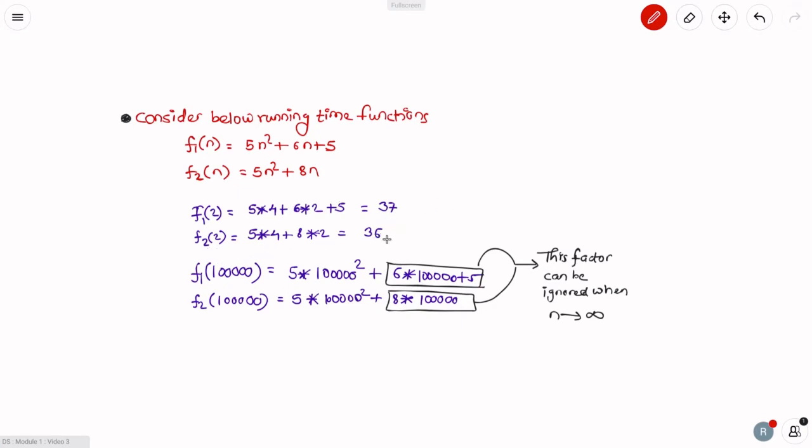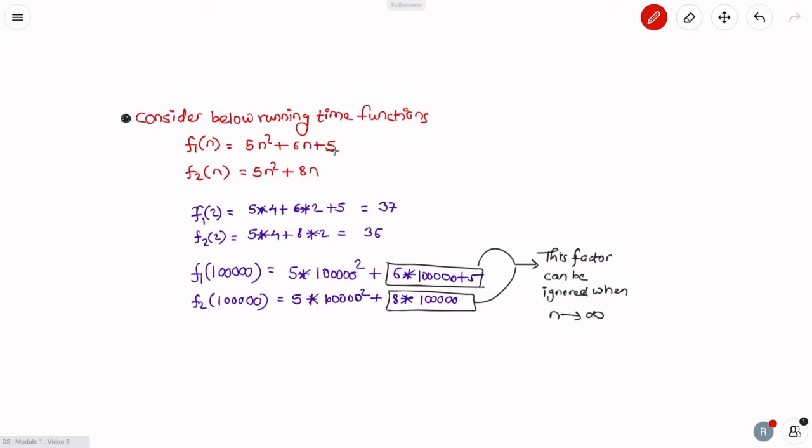Okay, now let's suppose the value of n is very large. Suppose it is 1 lakh. In that case, if we evaluate these two expressions, we can observe that this factor, that is 6n plus 5 in the case of the first function and 8n in the case of the second function, is very negligible. You can observe this. So we have this 5n square plus 6n plus 5.